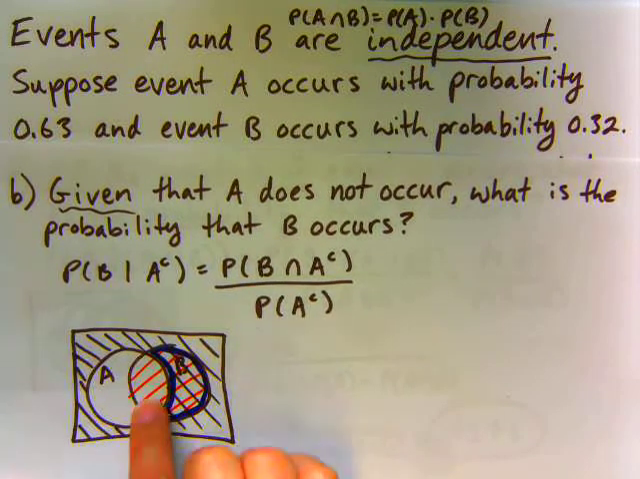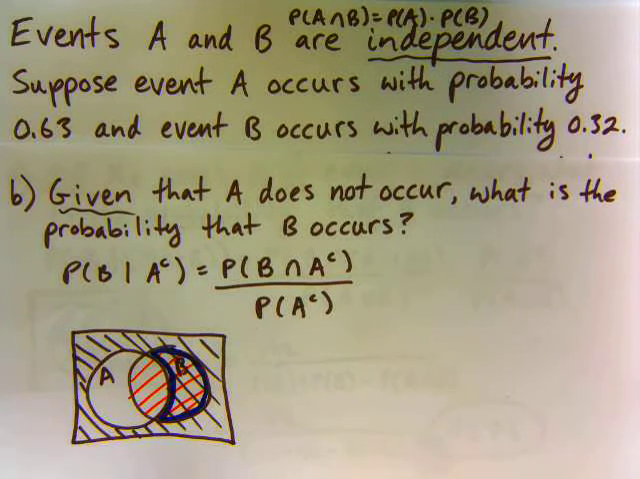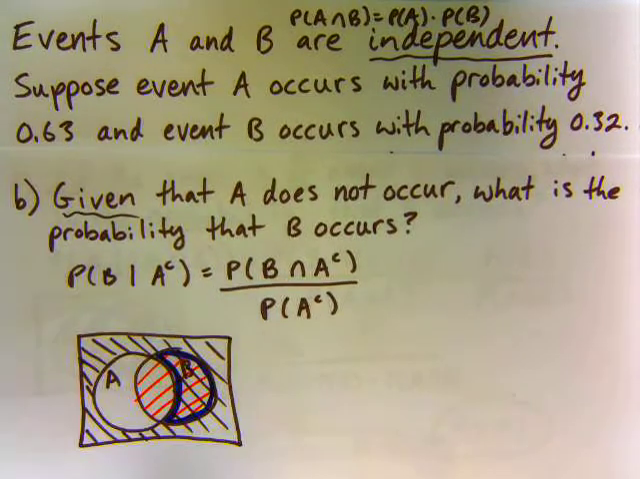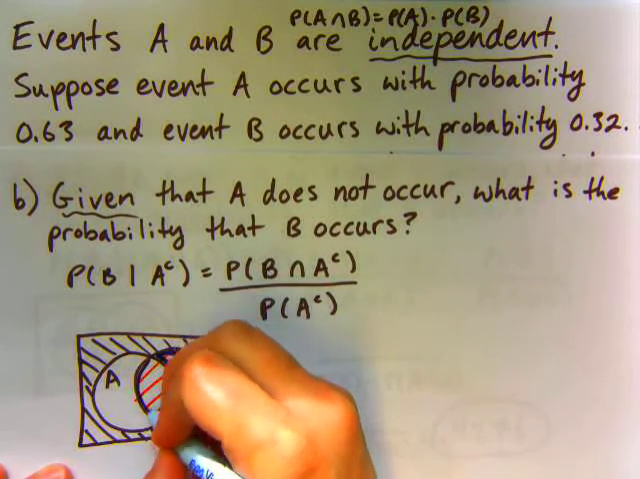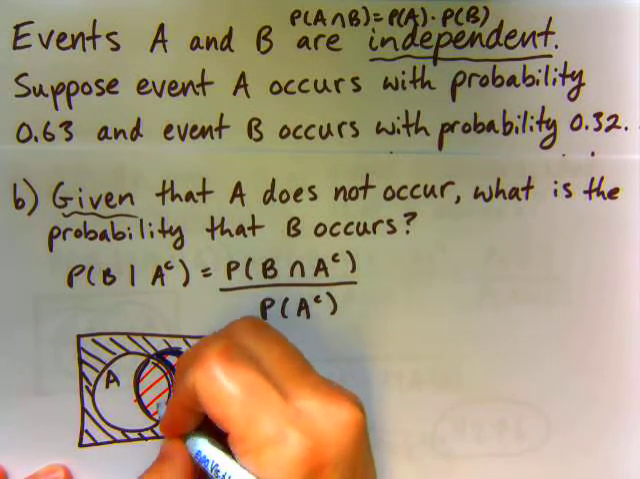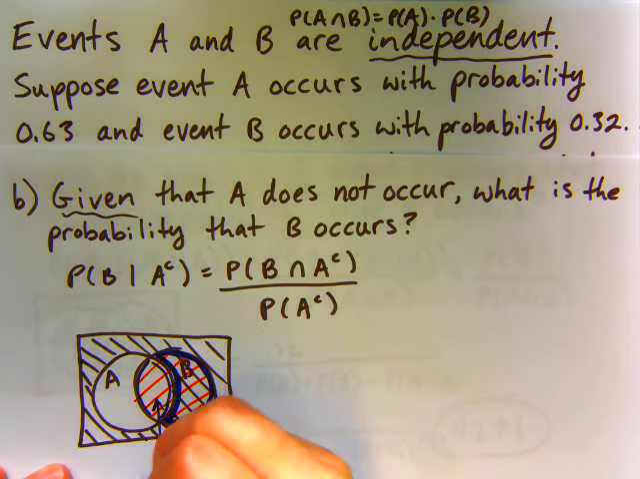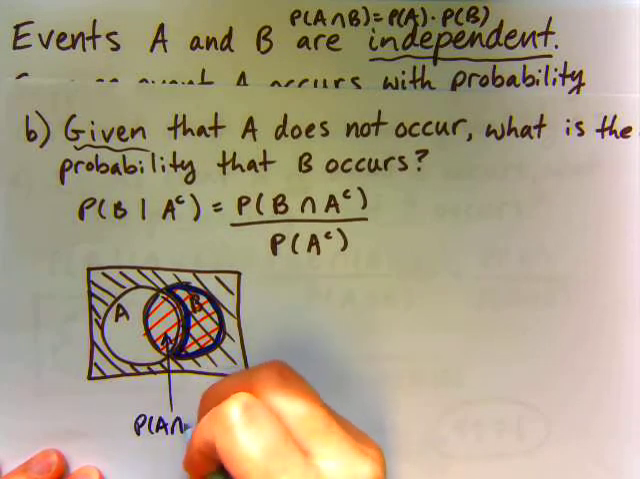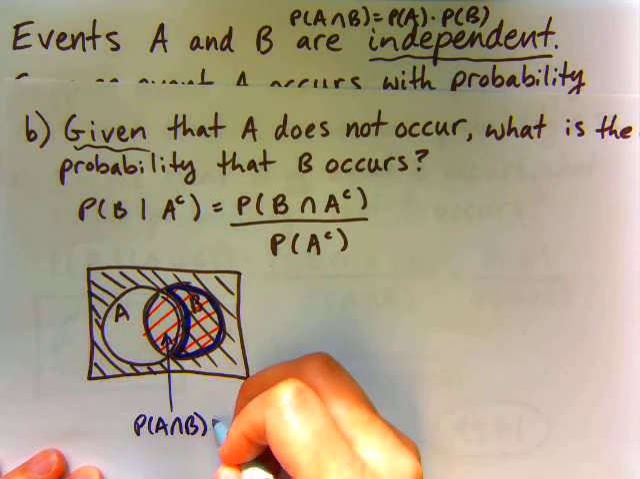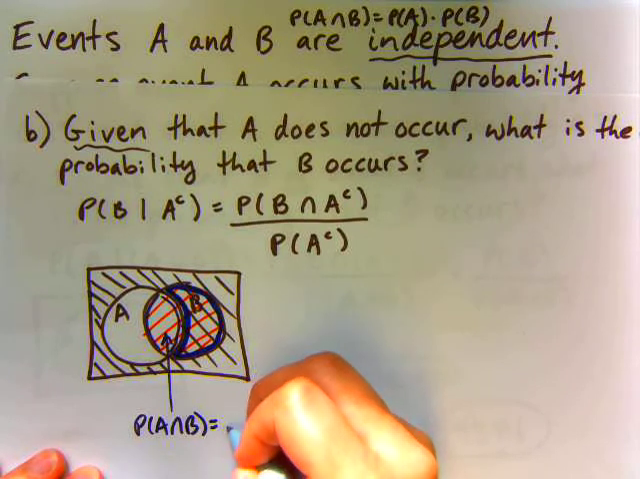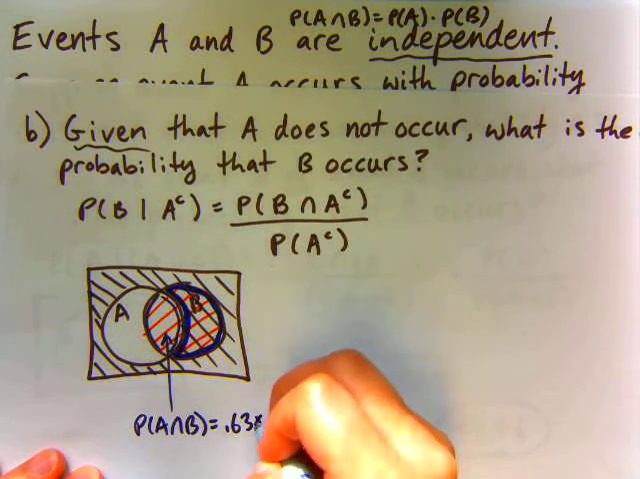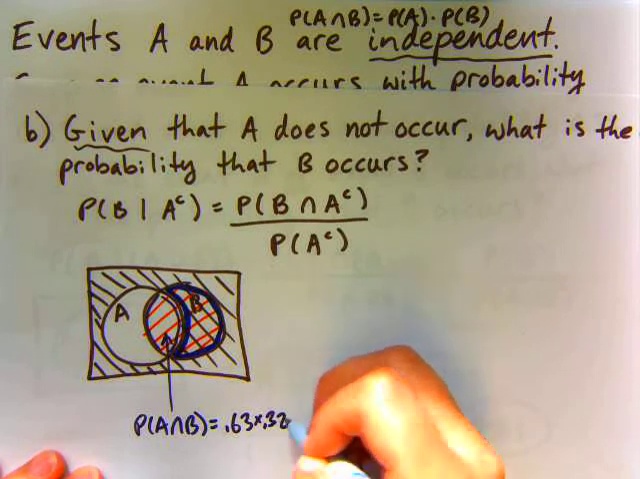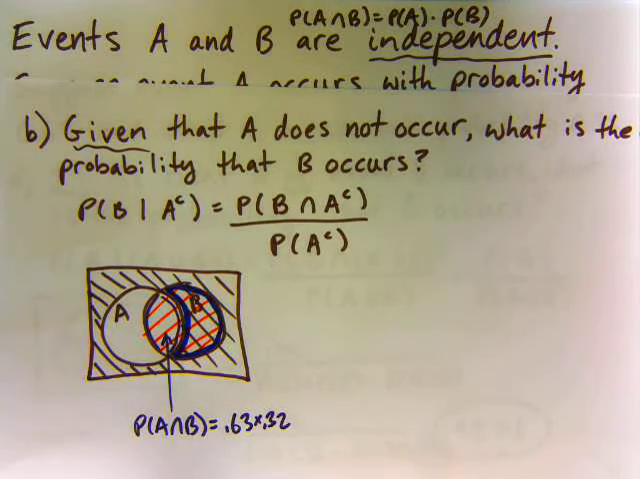Because we know the A and B from our previous step of our problem in here. So if we're looking at this piece in purple, that's the probability of A and B. Because they're independent, and only because they're independent, we can write that out as 0.63 times 0.32. That's a rule only because they're independent in that one piece.